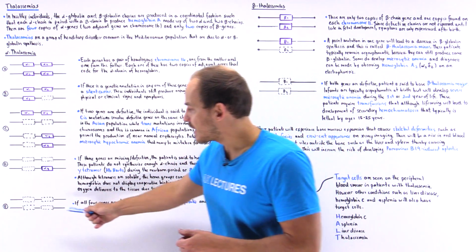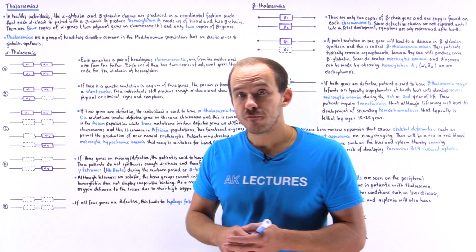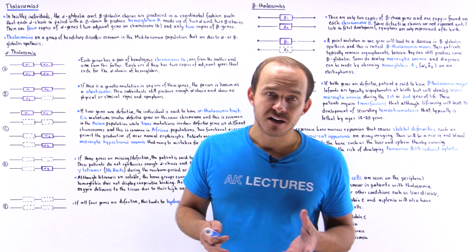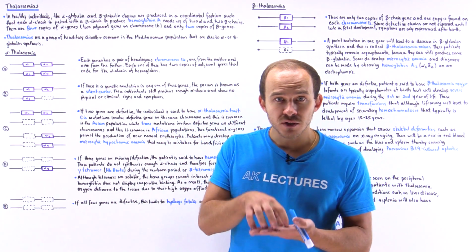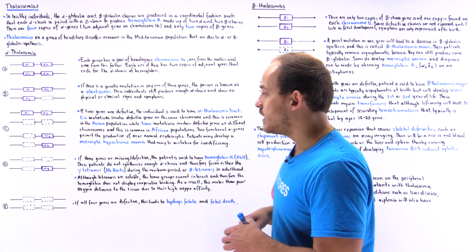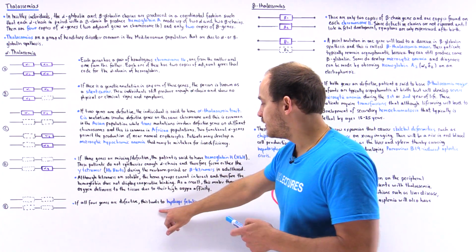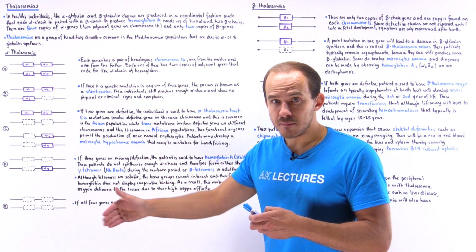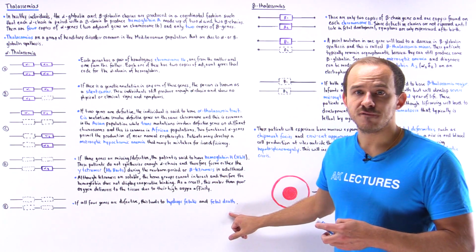And finally, if we have mutations in all 4 of these alpha genes, well, this is not compatible with life. And that's because hemoglobin actually needs alpha chains. And so these patients develop a condition known as hydrops fetalis during fetal development, and that actually causes fetal death.